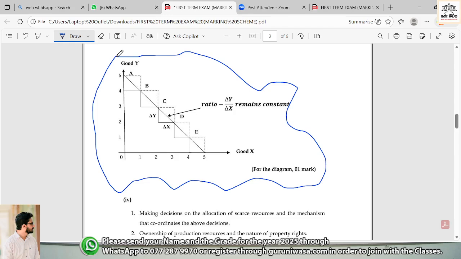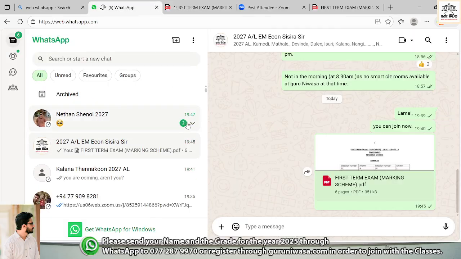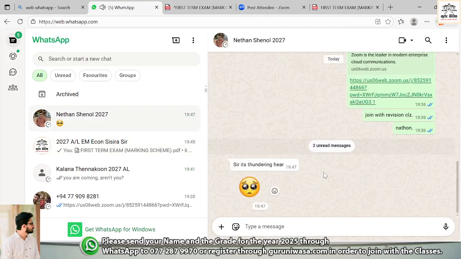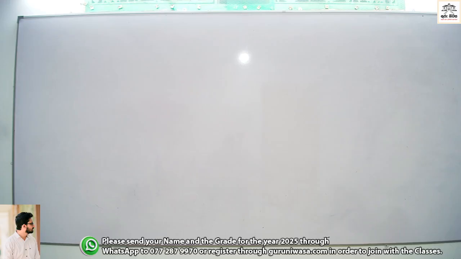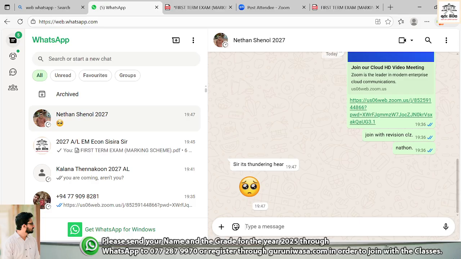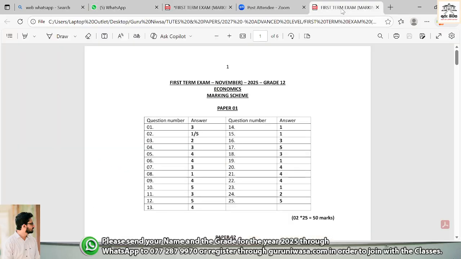Have you done the example now? Sorry, question number 4, this excess demand, excess supply part. If you have any doubt in the MCQ paper, let me know. I can discuss, but I'm not going to discuss everything. Any question? Anything in the MCQ paper or second paper?